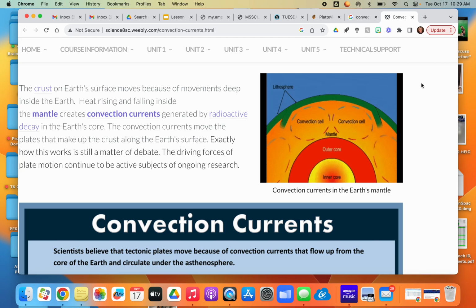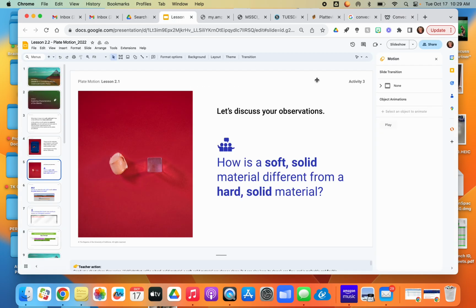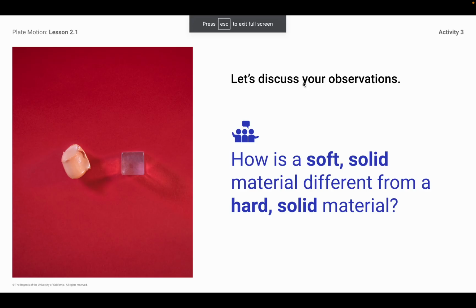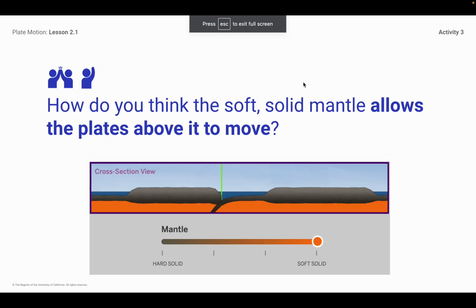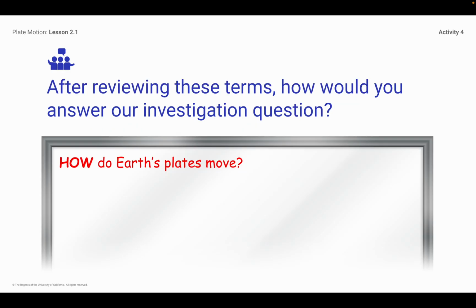So you would have opportunity for convergent and divergent plate boundaries due to the motion of the mantle. Again, this is above 7th grade, but it's important. I want you guys to know where all that motion comes from. At the very end of the day, if I ask you, how do you think the soft solid mantle allows the plates above it to move? It moves because it's soft solid rock. Okay, how do they move? They move because they're on top of the mantle.